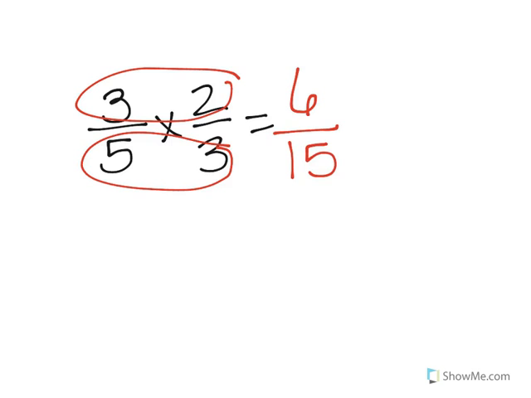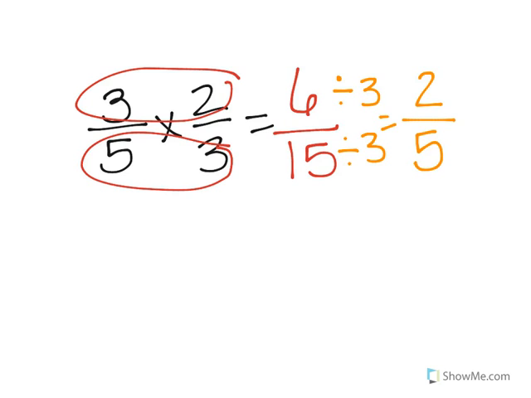I am not done. It's not improper, so I don't have to change it to a mixed number, but can I simplify it? The easiest ones to look for are 2 and 3. Can they both divide by 2? No, because 15 is not even. What about by 3? Yes, I can divide them both by 3. So I'm going to divide them both by 3, and 6 divided by 3 is 2, and 15 divided by 3 is 5. So my answer is 2/5.